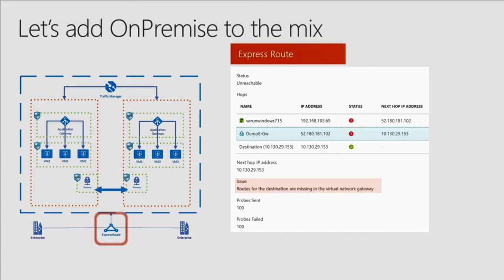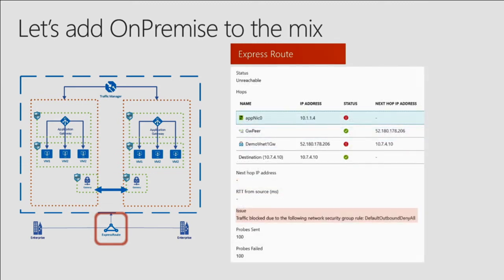It could be another case where routes for the destination are missing in the virtual network gateway, right? And this is when I was just trying it out in the hotel, and I just put in the IP that I got there, to see if ExpressRoute would go to the IP that I got on the public network over there. So for that, it tells you, no, there is a problem. There are no routes configured for that particular endpoint.